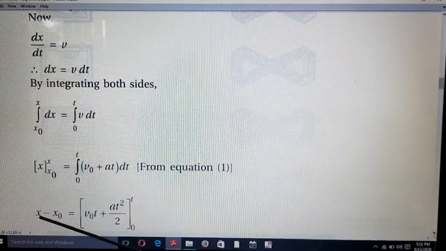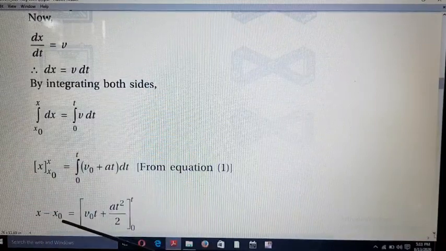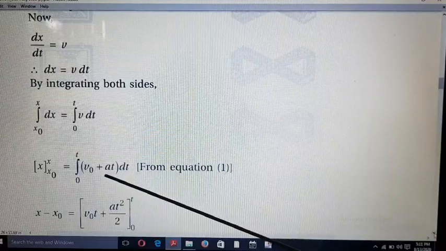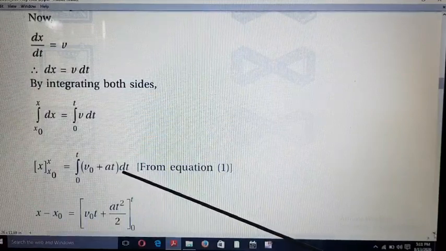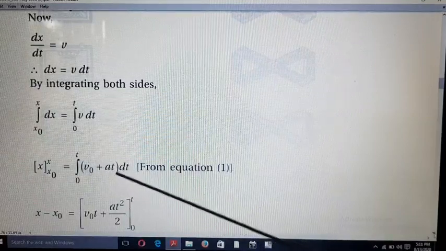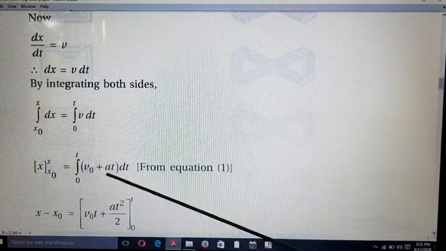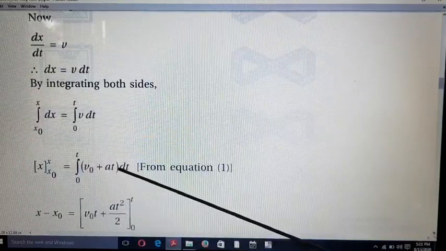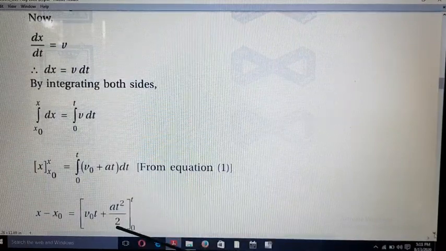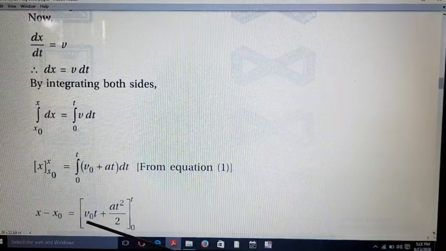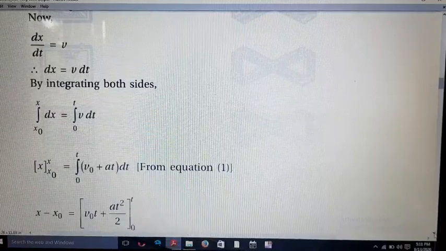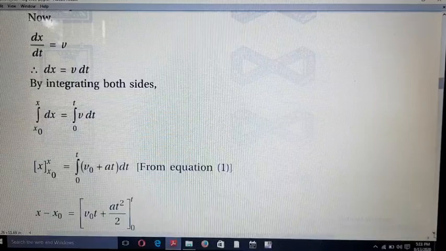So here, on the left hand side we get x minus x0. On the right hand side, v0 is multiplied with dt and at is also multiplied with dt. v0 is a constant, and the integration of dt is t, plus a constant a, and the integration of t dt is t square by 2. So we get the total solution v0t plus a t square by 2. The lower limit is 0 and the upper limit is t.